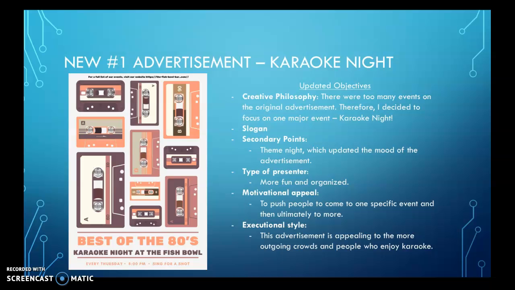My secondary points, like I talked about before: a theme night updated the mood of the advertisement. People who like the 80s want to have fun, sing, dance, things like that. The type of presenter is definitely more fun and organized. It labels what event this is, what you're doing. It's every Thursday at 8 p.m. And if you can add a little promotion, sing for a shot.